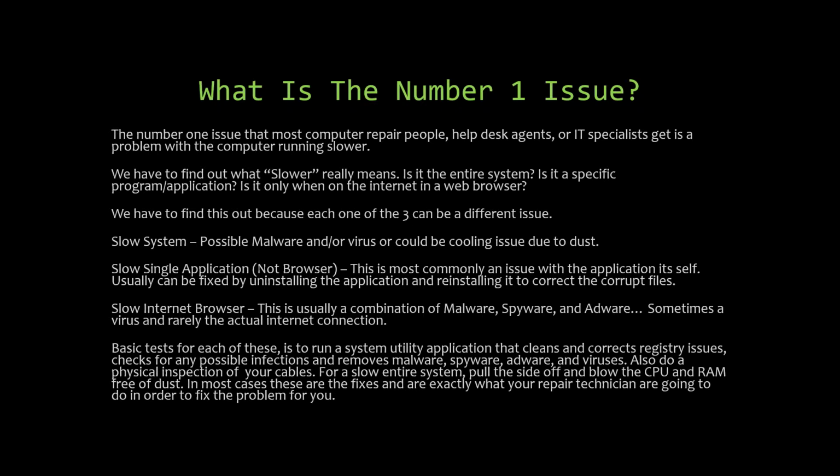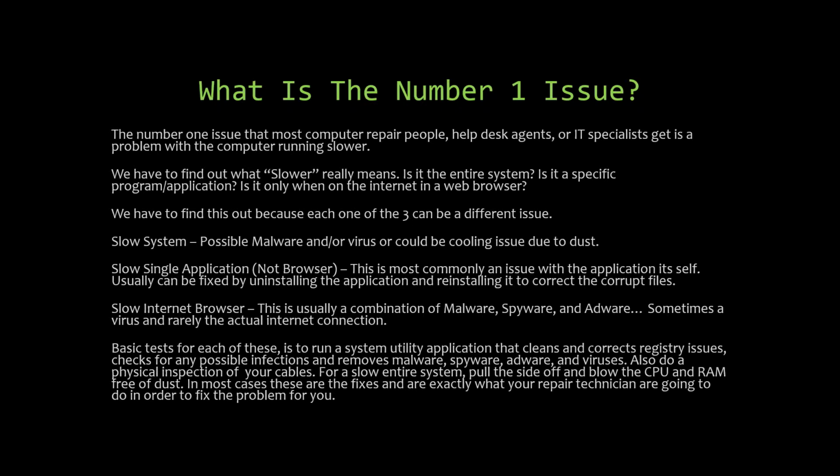So what's the number one issue? The number one issue that most computer repair people and help desk agents or IT specialists get is a problem with the computer running slower. We have to find out what slower really means. Is it the entire system? Is it a specific program or application? Is it only when on the internet or in a web browser? All this information, if you can collect and gather up front and supply that to the person, they can help you better understand what's going on with the system to help you fix your problem.